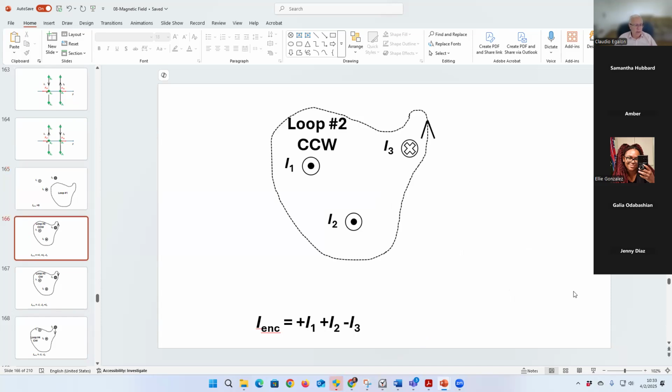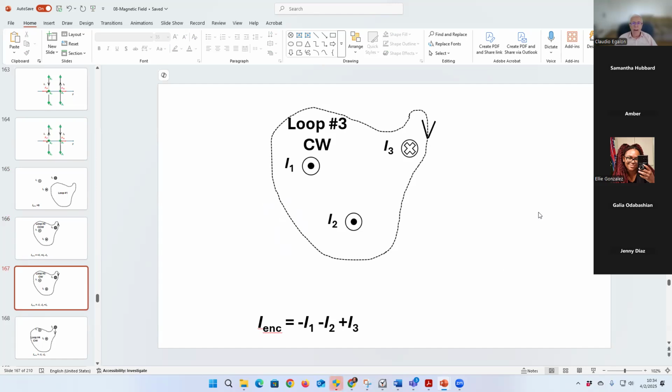And now if I decide to enclose all those three currents with this loop, what's going to be the enclosed current? The enclosed current is going to be I1 plus I2 minus I3. I3 is into the board, right? And I also have to choose the direction of the loop. In this case, I choose a counterclockwise direction. A counterclockwise direction coincides with the direction of those two current carrying wires. That's why their sign is positive, but the sign of the other one is negative, okay?